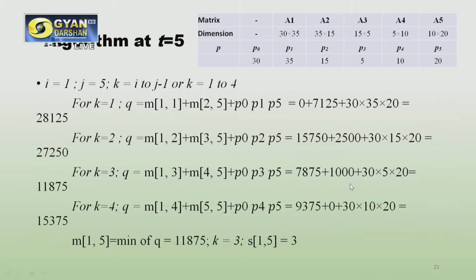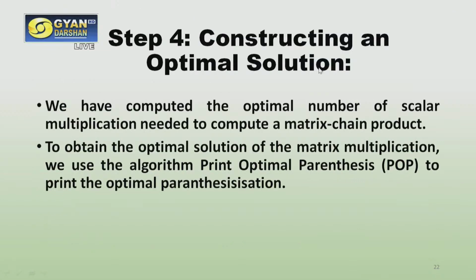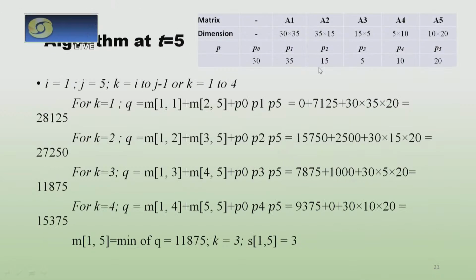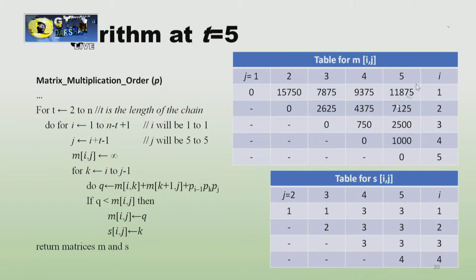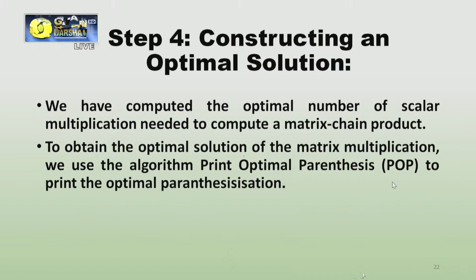So now we need to construct the optimal solution. We are able to find the minimum value, but we do not know how the parenthesization of those matrices is going to be performed. Our overall optimal matrix multiplication cost is 11,875, right? But we have not been able to know how that multiplication is going to be performed. This is what is going to be determined with the help of the S matrix.